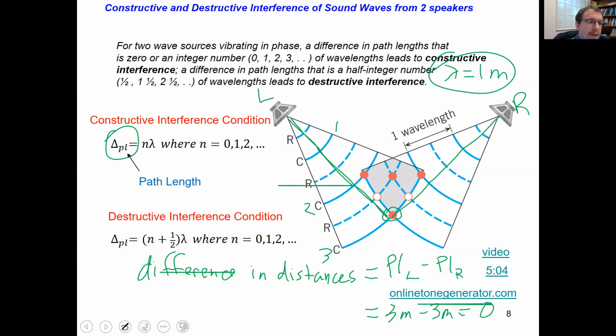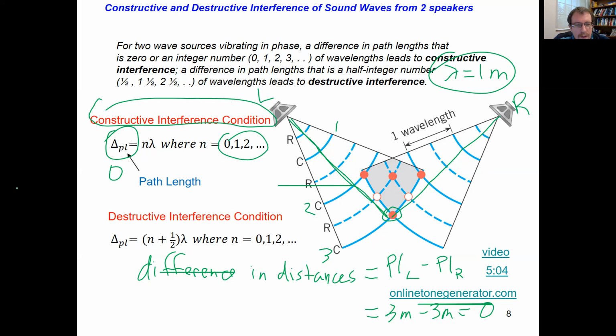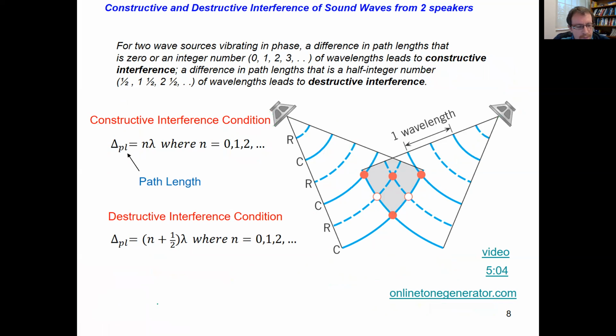If I look at my condition for constructive interference here, I see that if my path length difference, in this case 0, is equal to what? N times lambda, where n is 0, 1, 2, so on and so forth, then I will have constructive interference. All right. This is the first example of that. I told you this is a little bit dense here, so bear with me.